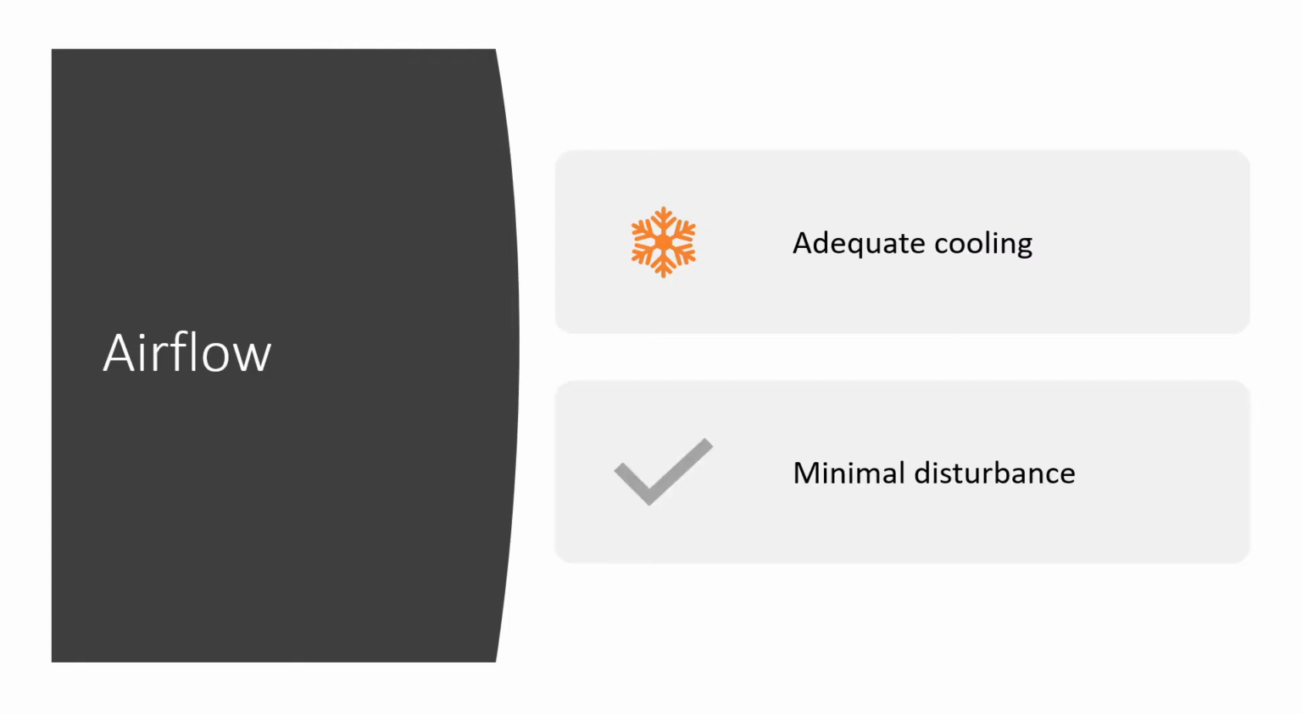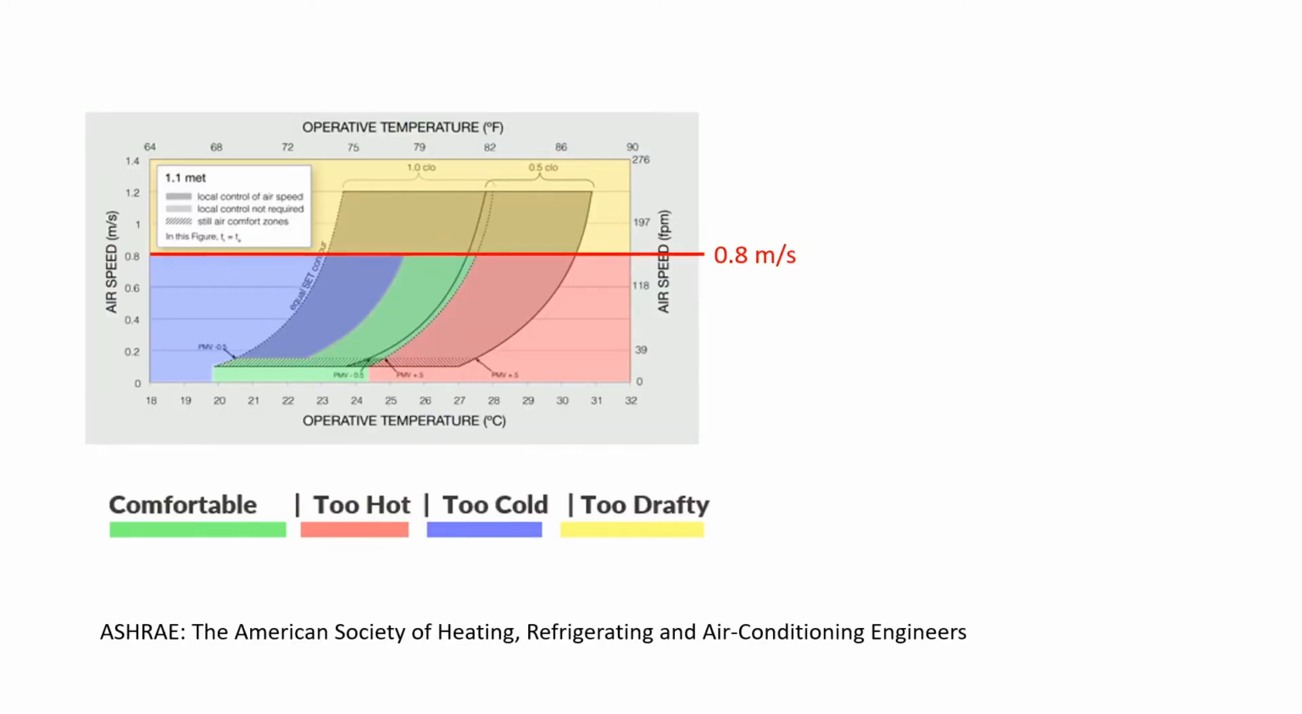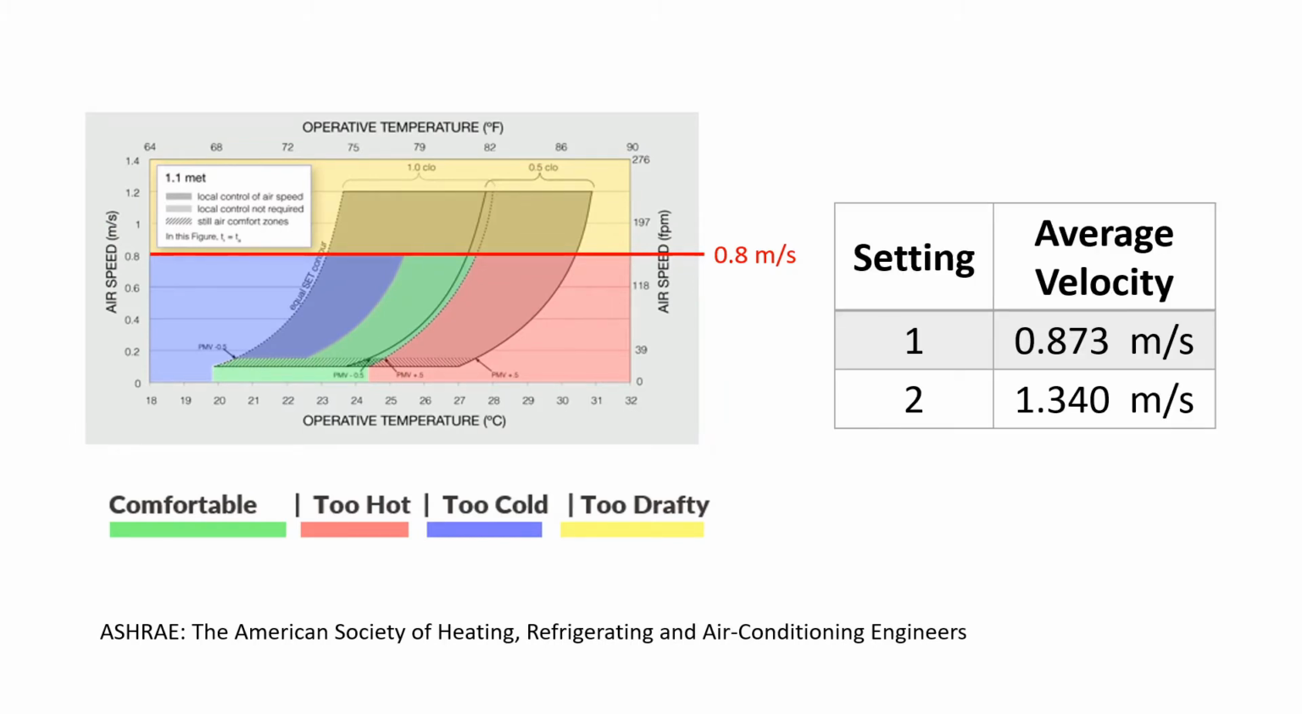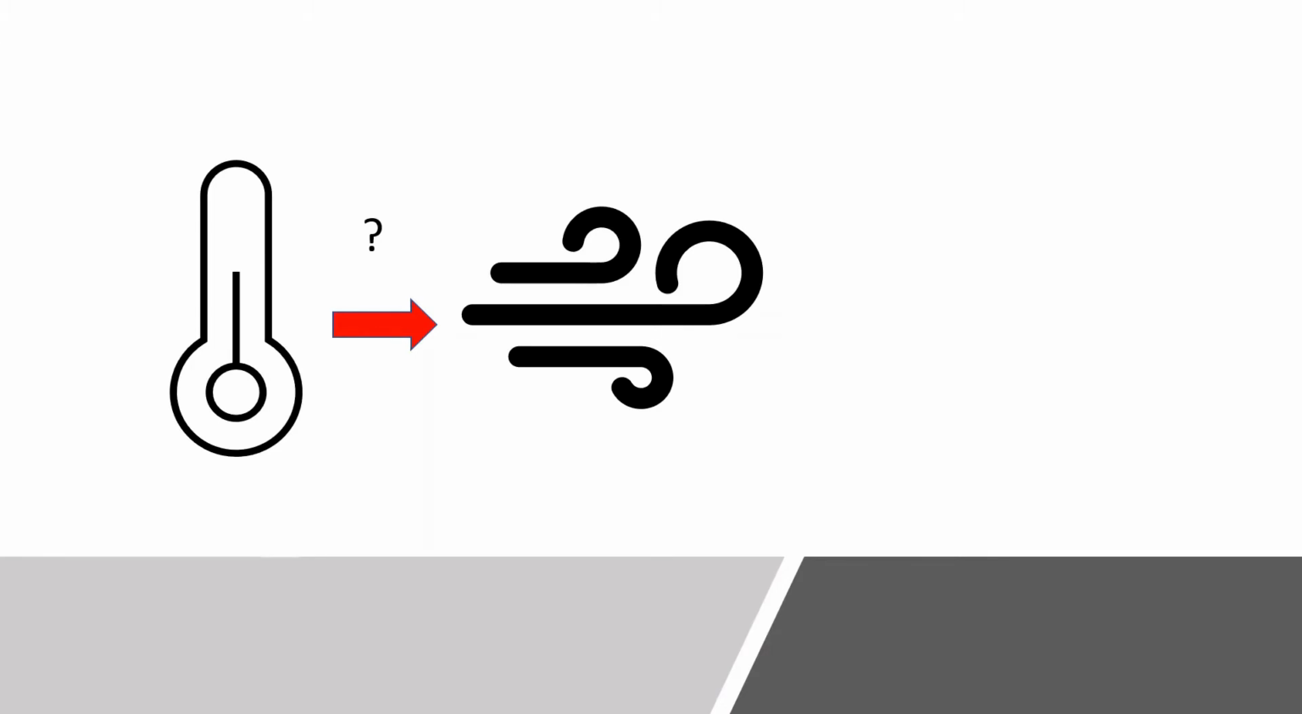So when considering the airflow, we ask two main questions. Does it adequately cool you, and does it create minimal disturbance, meaning papers aren't going to be flying everywhere? According to ASHRAE, an airspeed of 0.8 meters per second is when things start to get too drafty, a threshold which both fan speeds unfortunately cross. So what can we do? Well, we can't answer that question directly. We first have to examine how airspeed relates to temperature.